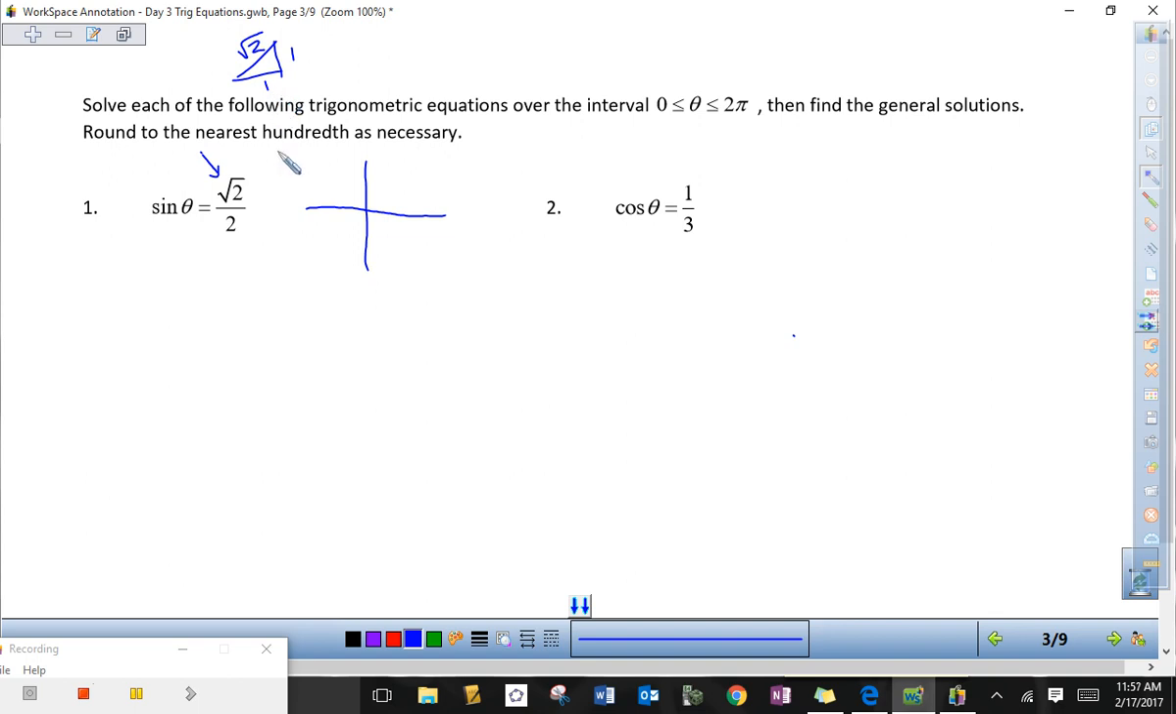We just have to decide what quadrants we could be in. So sine is positive in the first quadrant and in the second quadrant. So I'm going to draw two separate triangles, one in each of those. And then, since I know it's a 45, 45, I don't really need to label my sides, I just need to know those reference angles. Now, since our interval is from 0 to 2 pi, I'm going to call this 45 degrees, pi over 4 in radians.